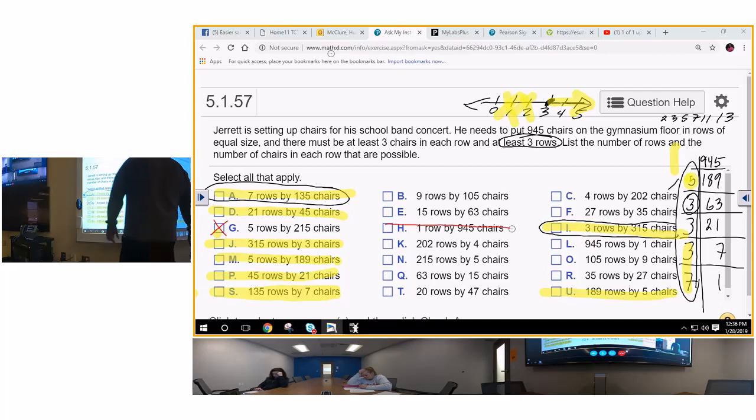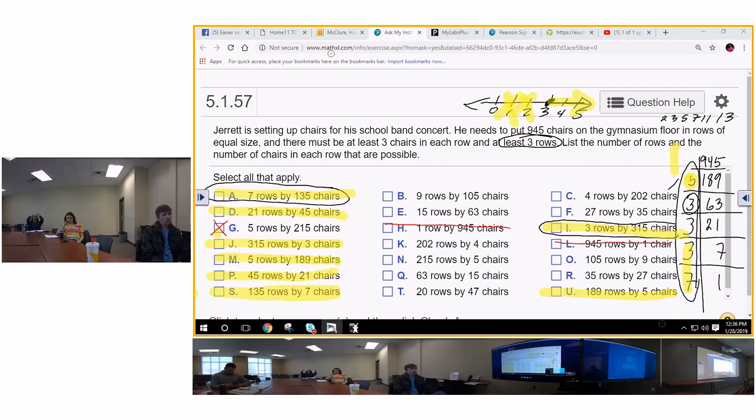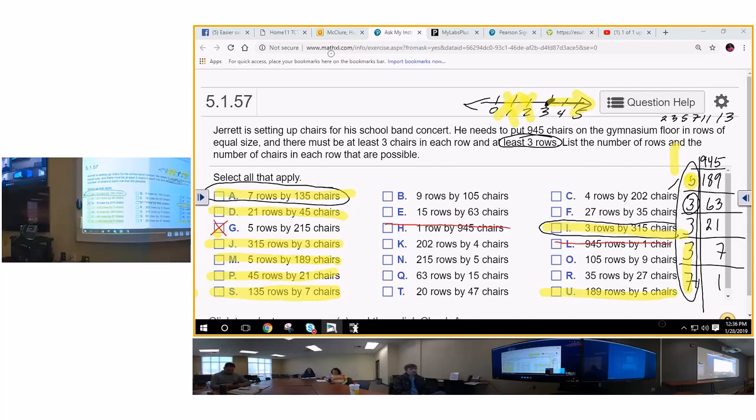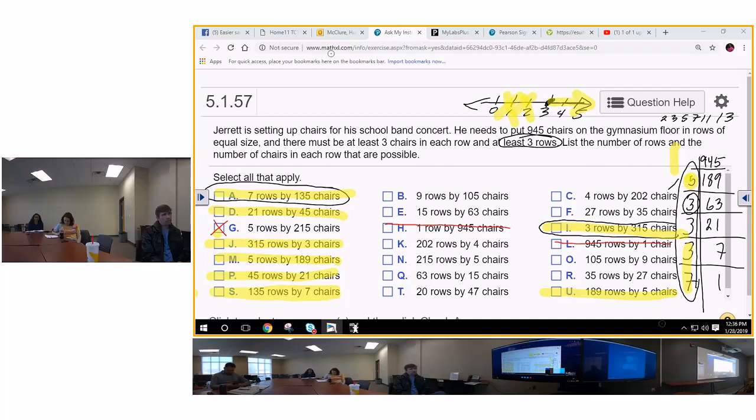Why? There's more than 3. Because it's got to be 3 or more. Any more ones? M. Where? L. Yep. Okay. And 215 by 5 won't work.